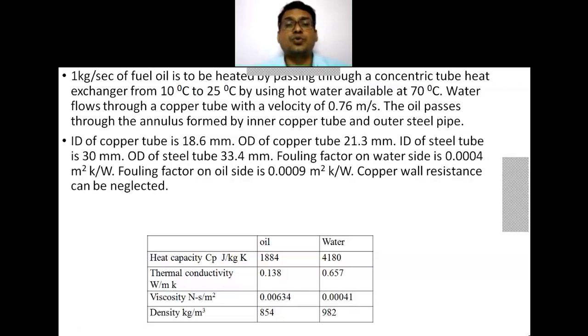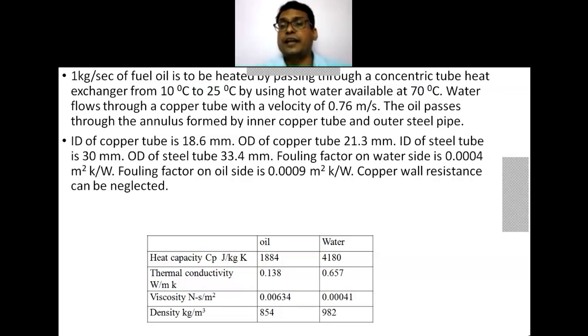The oil passes through the annulus formed by the inner copper tube and the outer steel tube. Inside there is a copper tube and outside there is a steel tube, a steel pipe. So the copper tube is available and around that there is a steel tube. The ID of the copper tube is mentioned as 18.6 millimeter, the OD of the copper tube is 21.3 millimeter, the ID of the steel tube is 30 millimeter, and the OD of the steel tube is 33.4 millimeter. The specifications related to the dimensions of the tubes are provided.